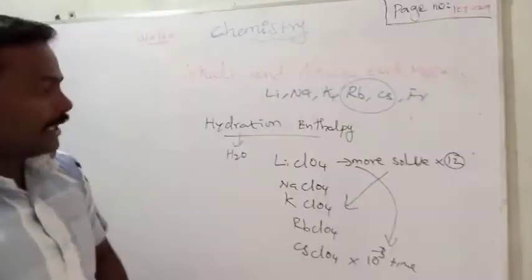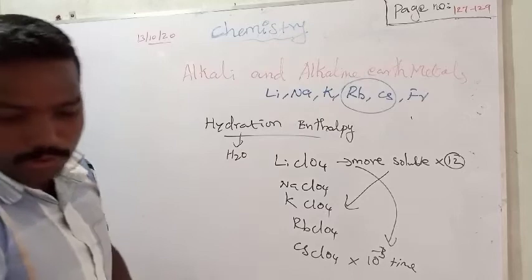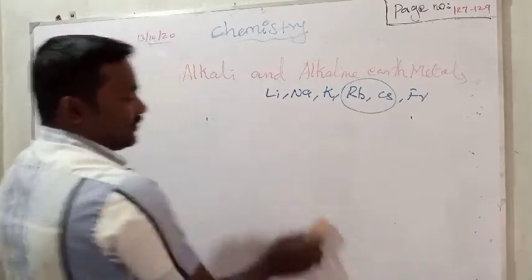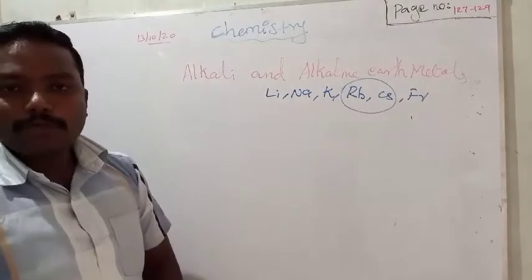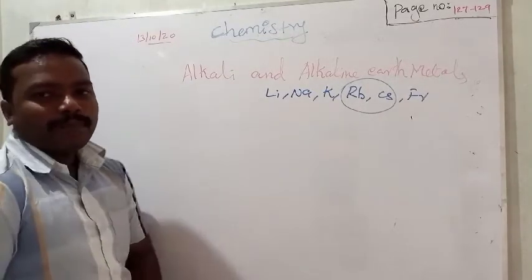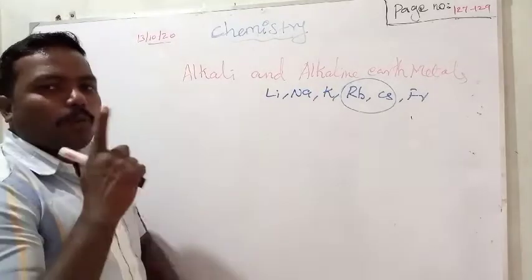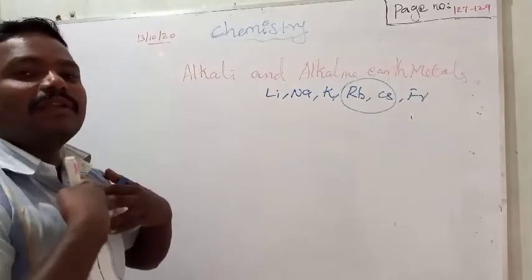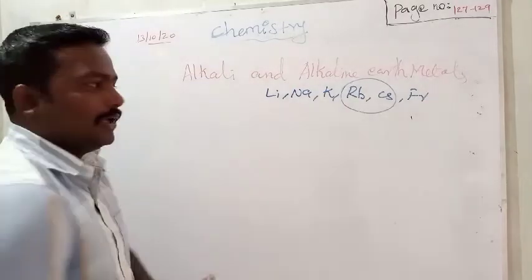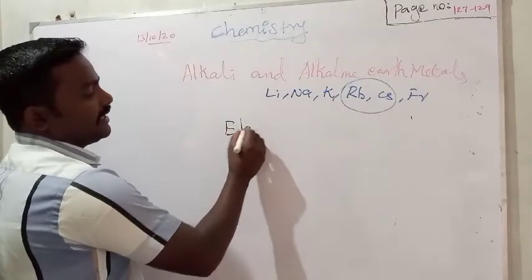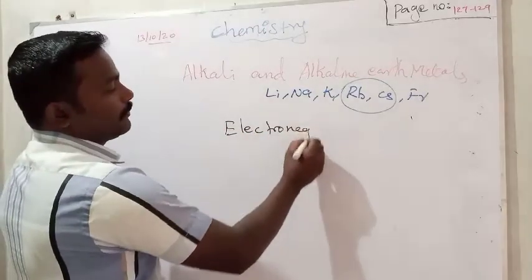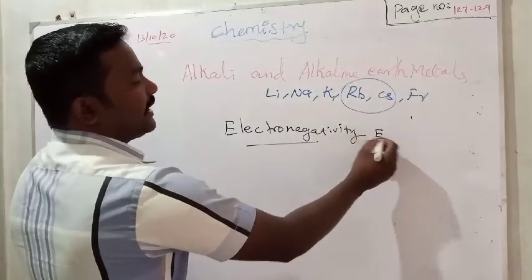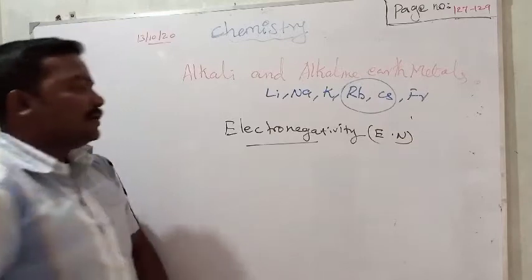And then electronegativity. What do you mean by electronegativity? How strongly electrons are attracted by the first group element. Is it possible for them to attract an electron? No, because they already have one electron in excess of the inner gas configuration. So they will readily lose one electron. Electronegativity we can write as EN.